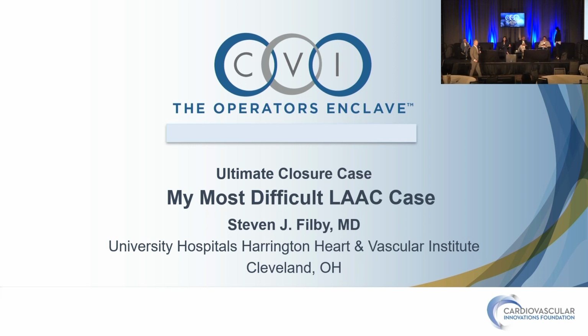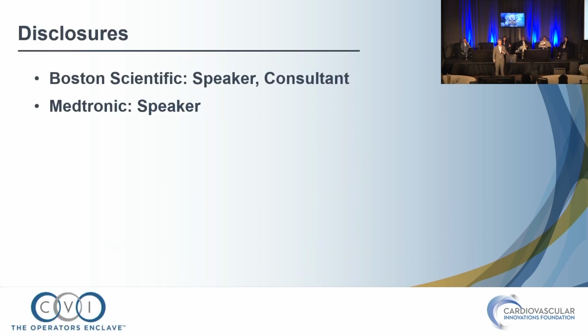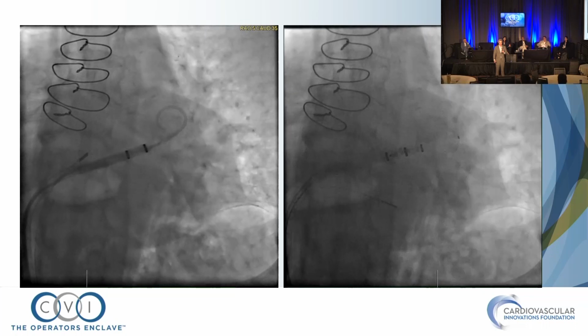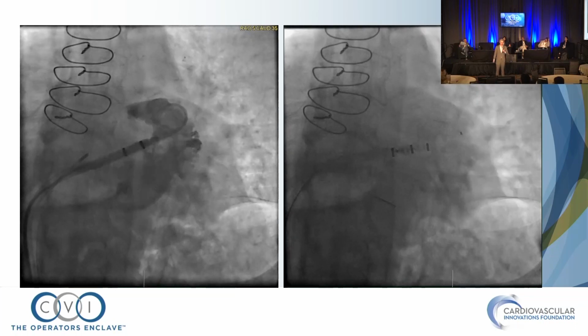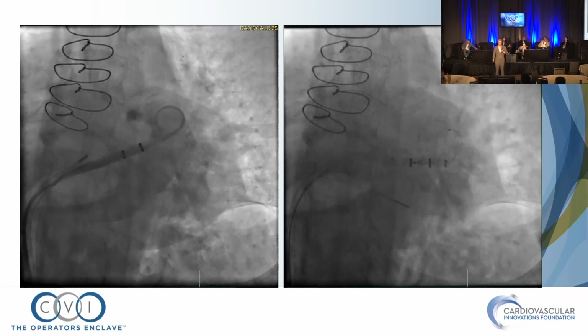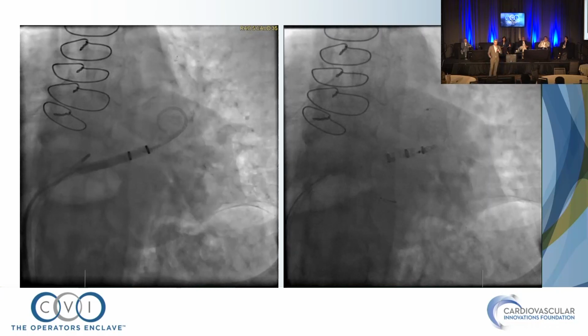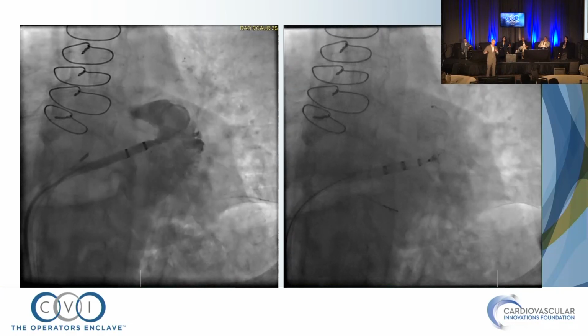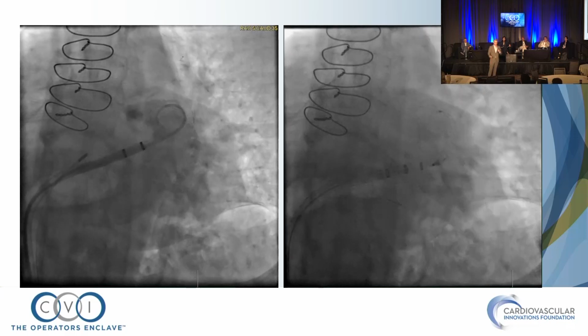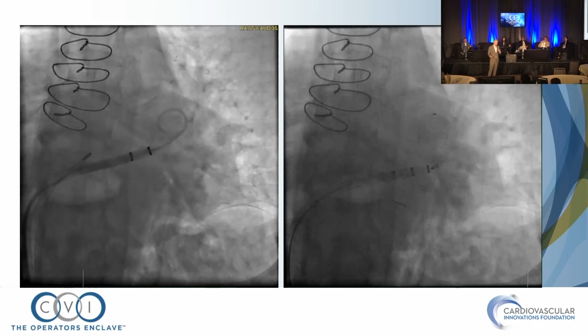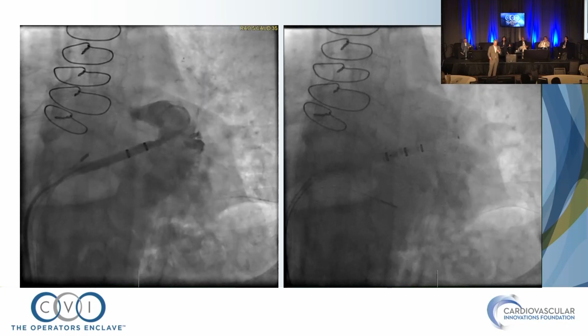I don't know if this is going to be my most difficult case. I tried to pick some interesting cases. These are my disclosures. And this is usually the difficult case that I have, which is this chicken wing, where we end up doing this maneuver and sort of banking it off the wall there. But I thought, well, with steerable sheaths, this is going to be less interesting, I think, coming in the future.